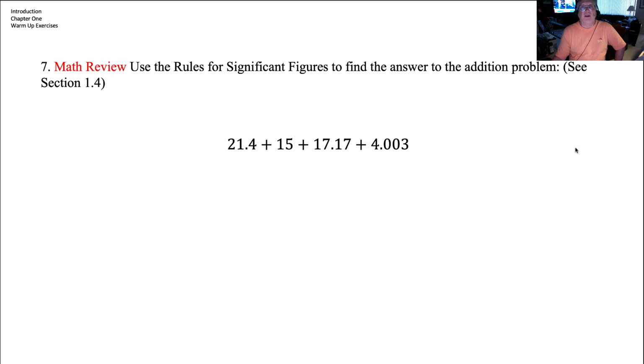Okay, when we come back, we'll take a look at problem number 7, doing an addition and determining how we handle these significant figures.